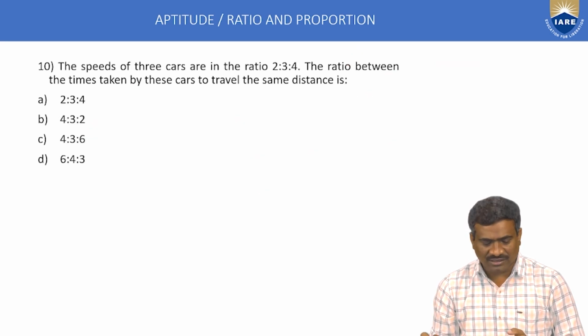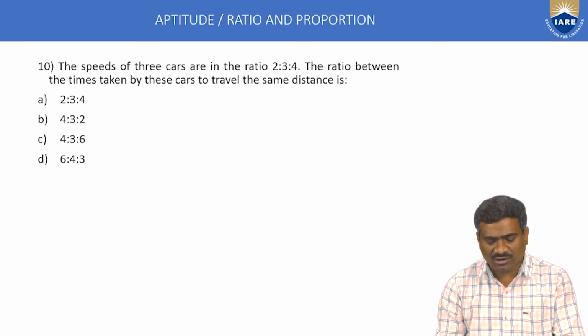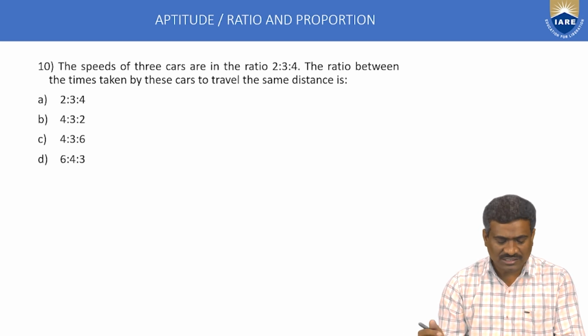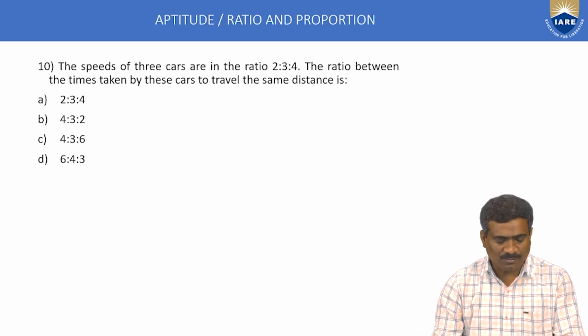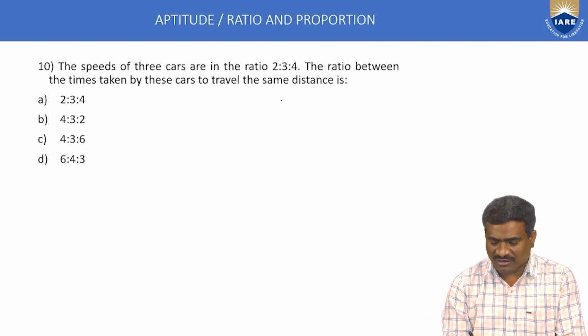Next, the 10th example. The speeds of 3 cars are in the ratio 2:3:4. The ratio between the times taken by these cars to travel the same distance: A 2:3:4, B 4:3:2, C 4:3:6, D 6:4:3. Speed and time relation.